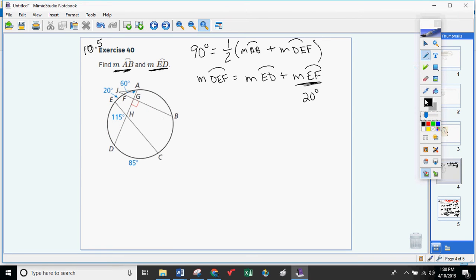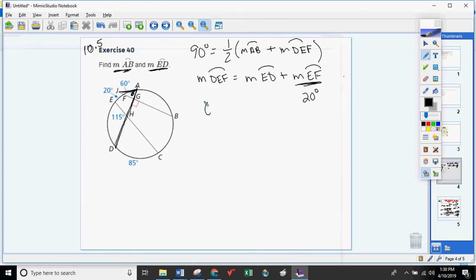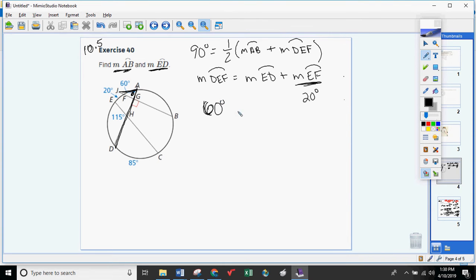All right. So one other thing I notice is that I have an inscribed angle here, and this one's 60 degrees. So 60 degrees has to equal, and do you see the arc here? 1/2 of the measure of arc AFD. And that means the measure of arc AFD must be 120 degrees. That's going to help me eventually. So this whole thing over here is 120 degrees.